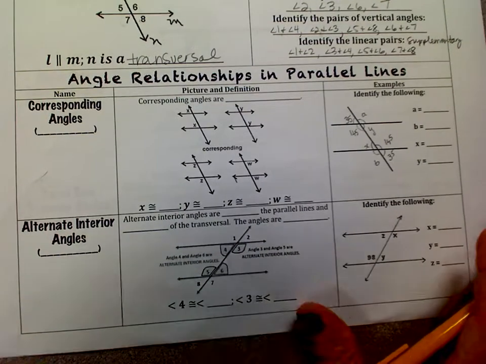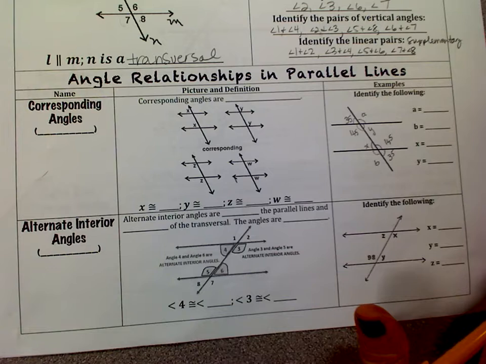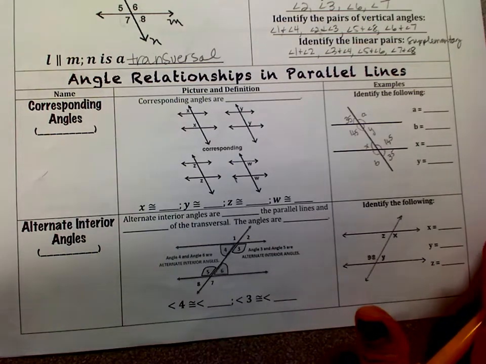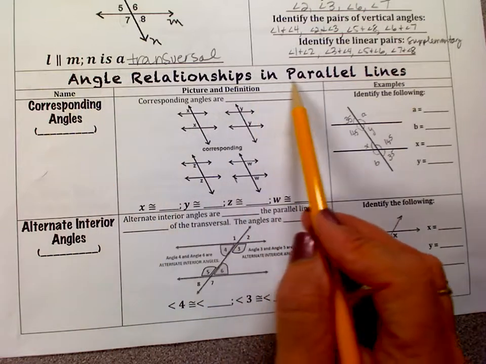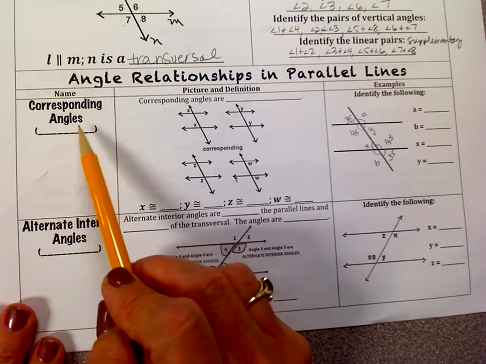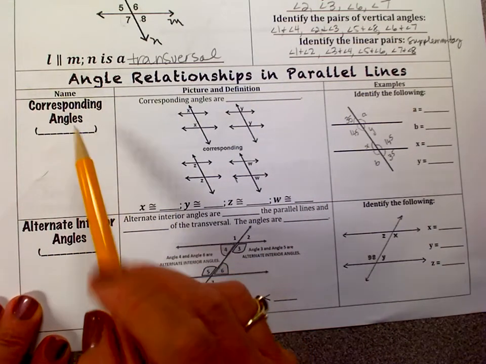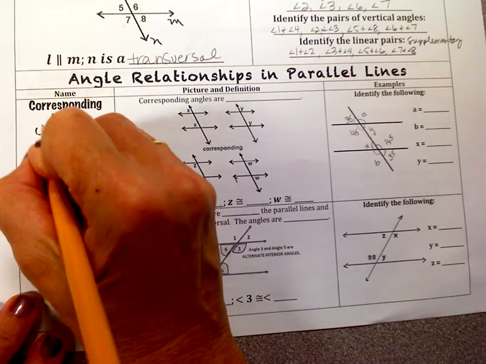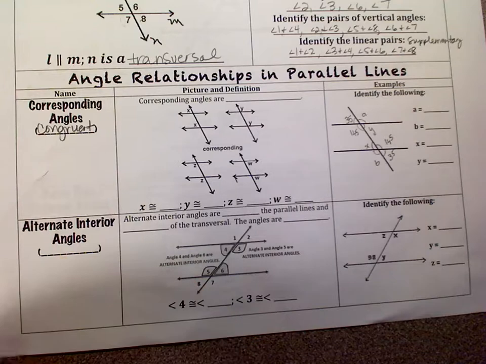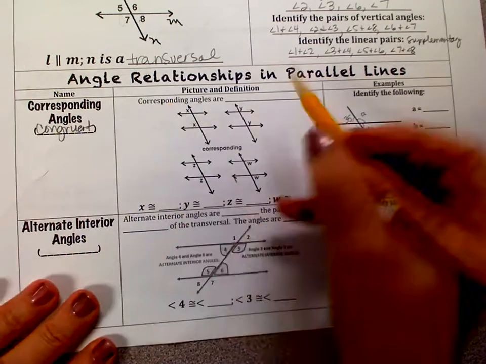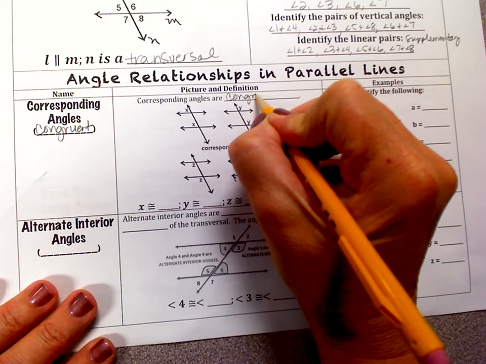Now here is a new term that I kind of said a little bit, but we didn't really stress it. Angle relationships and parallel lines. Corresponding angles. Corresponding angles are congruent, which again means equal in measure. Okay, they're all lines and they're equal in measure. Corresponding angles are congruent.